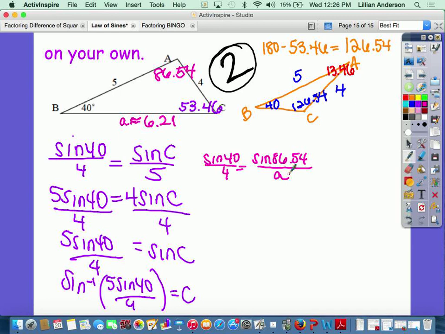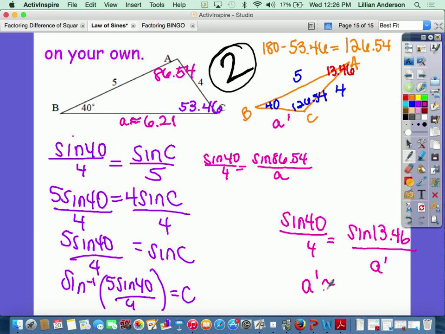Over here, this A, we'll label it A prime so I know the difference between triangle 1 and triangle 2. Hopefully you set it up as the sine of 40 over 4 equals the sine of 13.46 over A prime. Cross multiply and solve. What you guys get for A prime? 1.45. Yes. Good job. So here are all my answers.